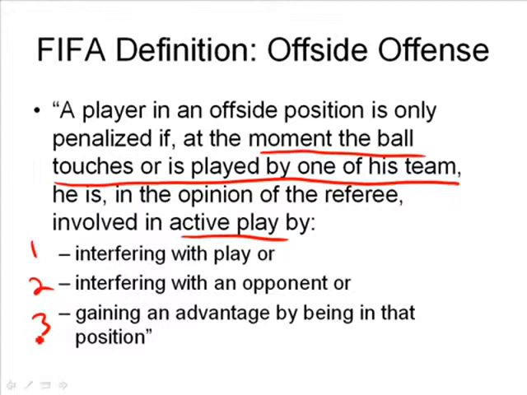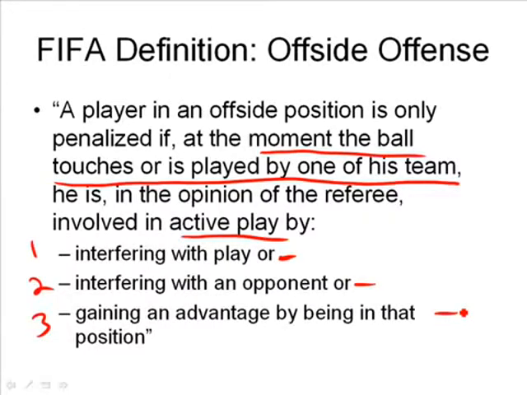And within those, interfering with play is the easiest to understand. It's basically touching or playing the ball. Interfering with an opponent is a little bit more confusing. It can be physically impeding play, but it also includes juking, faking, cutting, head fakes, anything that could impact the opponent. And that's where there's a lot of discretion of the referee, and the rule is kind of unclear.